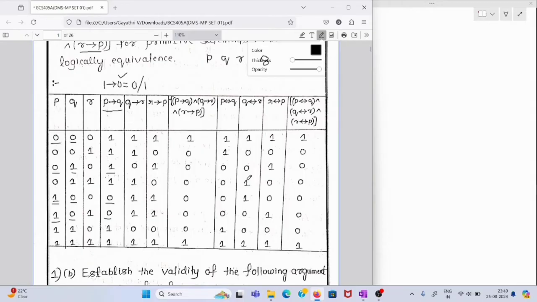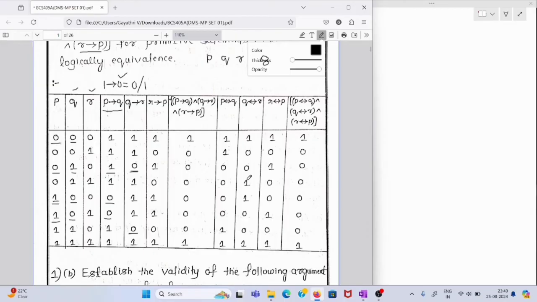This time you have to look at the columns of Q and R. So 0 conditional 0 is 1, 0 conditional 1 is again 1, 1 conditional 0 is 0, next 1 conditional 1 is 1. 0 conditional 0 is 1, 0 conditional 1 is also 1, 1 conditional 0 is 0, next 1 conditional 1 is 1. Similarly, we have to find R conditional P, where the same conditional rule is applied.